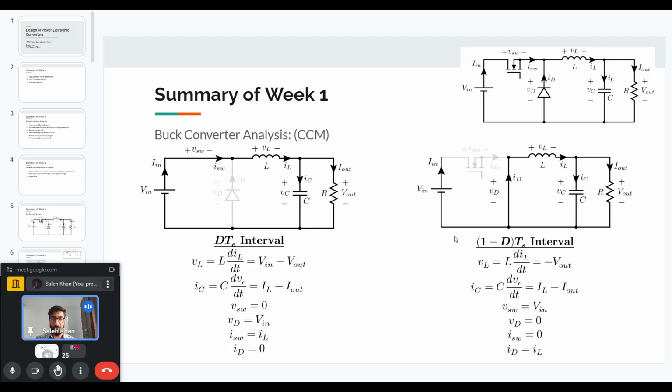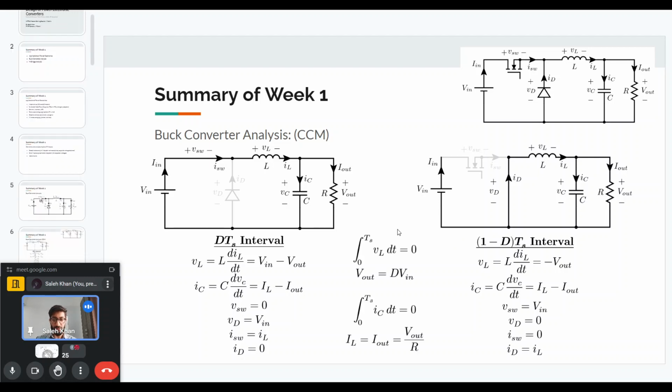So now we can apply the volt second and capacitor charge balance principles. And if we apply those, we find out that the output voltage is equal to D times the input voltage. So basically, since D is a fraction from 0 to 1, we can understand that the output voltage will be less than the input voltage. It can be between 0 to V in at the maximum.